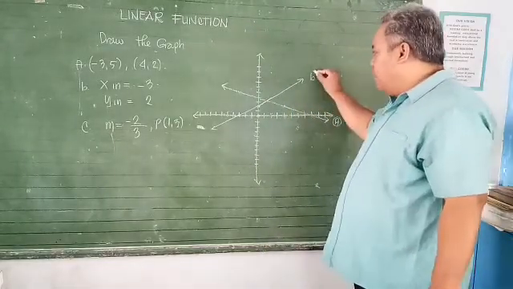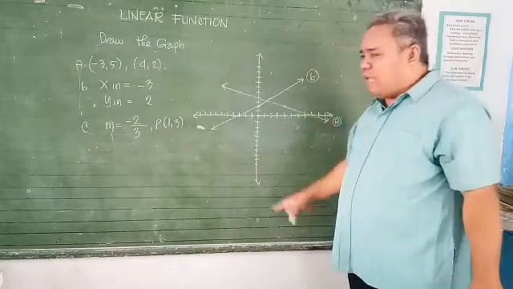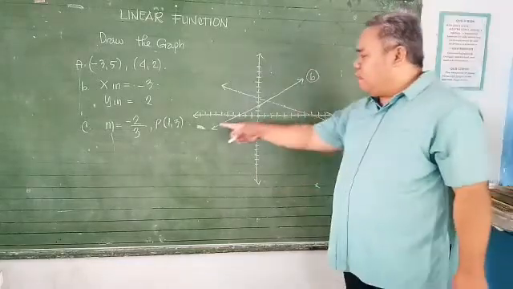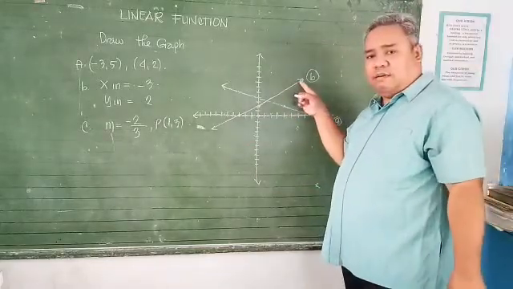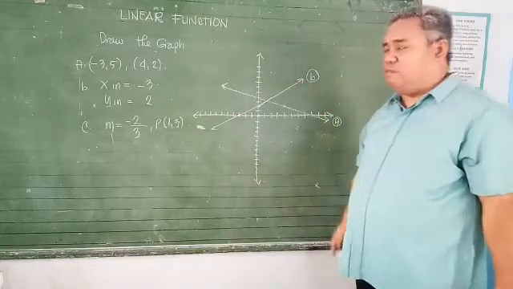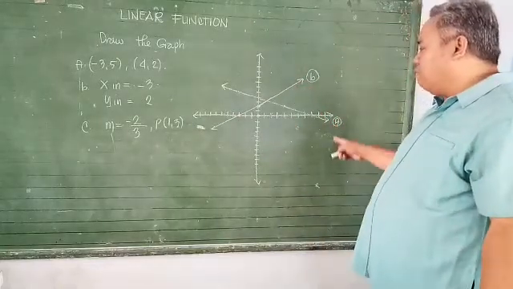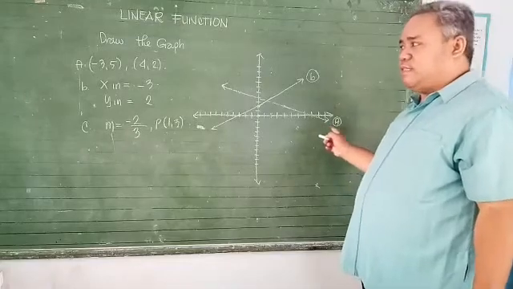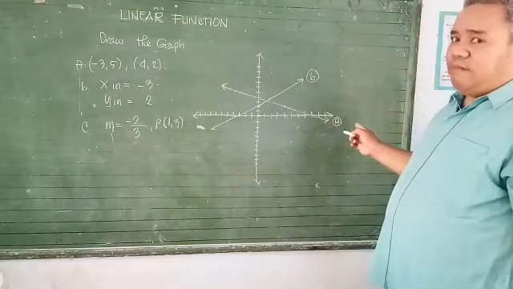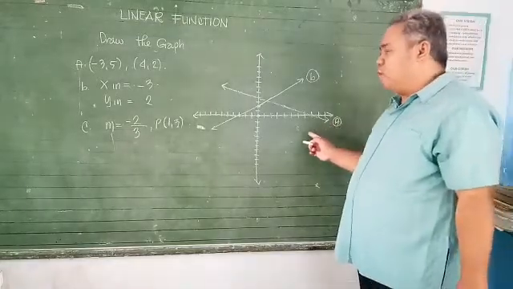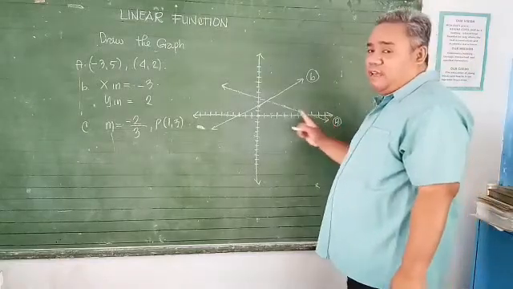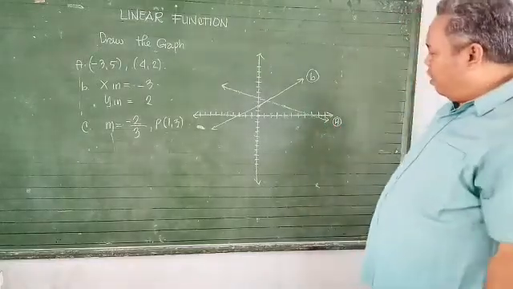So again, just a recap. In letter B, what type of slope is this? From here going here, that is what we call a positive slope. What about this in letter A? What type of slope? It has a negative slope, because it goes from right to left. Okay, that is for letter B.